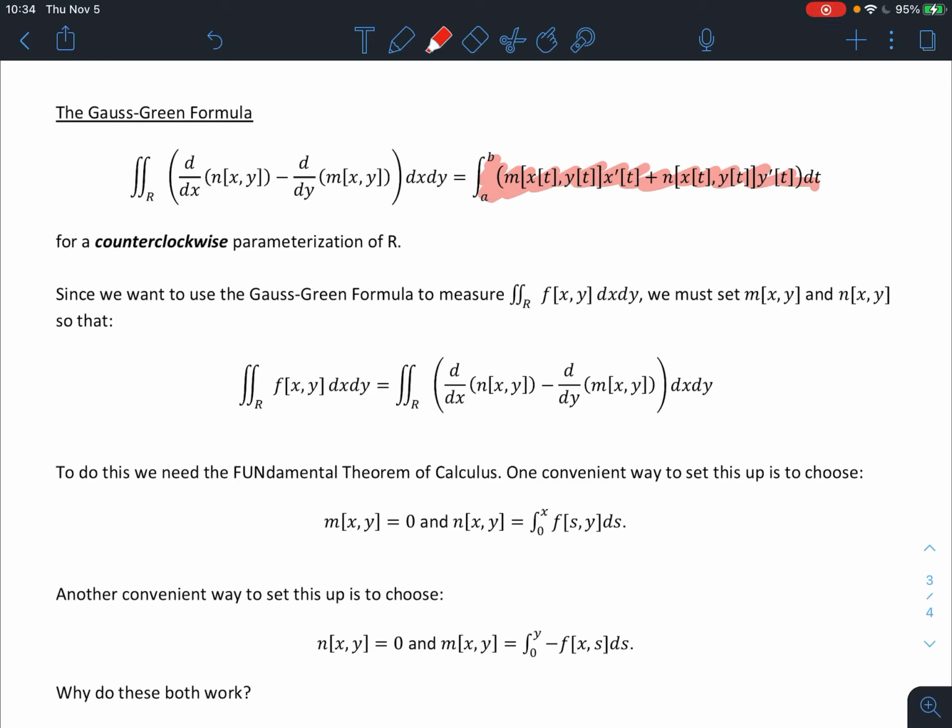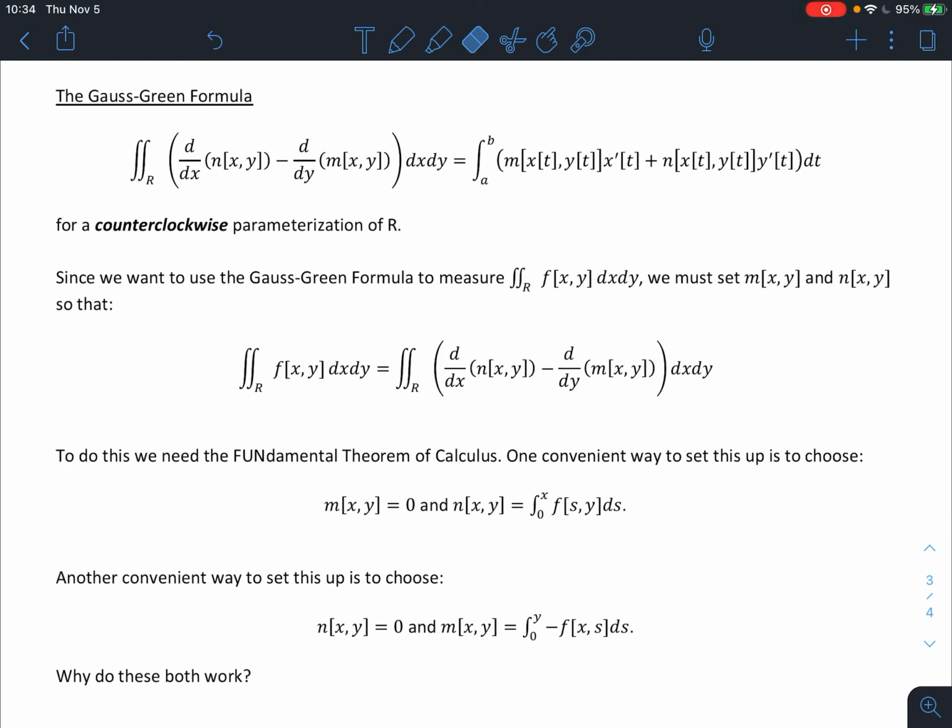So the integral from a to b, those would be your bounds, of m, which is some function, we'll get to that in a second, of xy times the derivative of x, plus n, which is another function of xy, times the derivative of y, all dt. The key here is that your parameterization must be counterclockwise, which is very easy to do. You just got to make sure that it's counterclockwise.